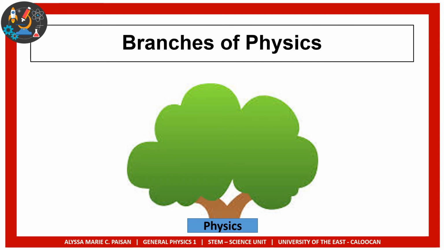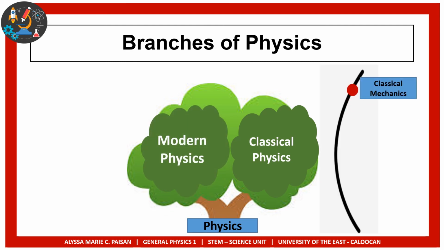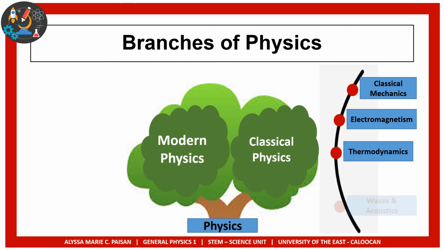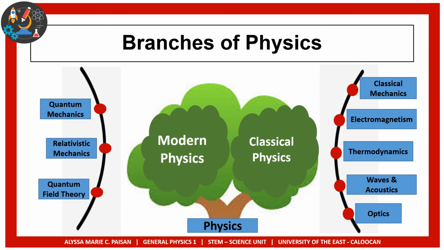Now here are the sub-branches of the two main branches of physics. So the two major branches of physics are the classical and the modern. Under classical, we have branches such as classical mechanics, electromagnetism, thermodynamics, waves and acoustics, and optics. Under modern physics, we have quantum mechanics, relativistic mechanics, and quantum field theory, just to name a few.